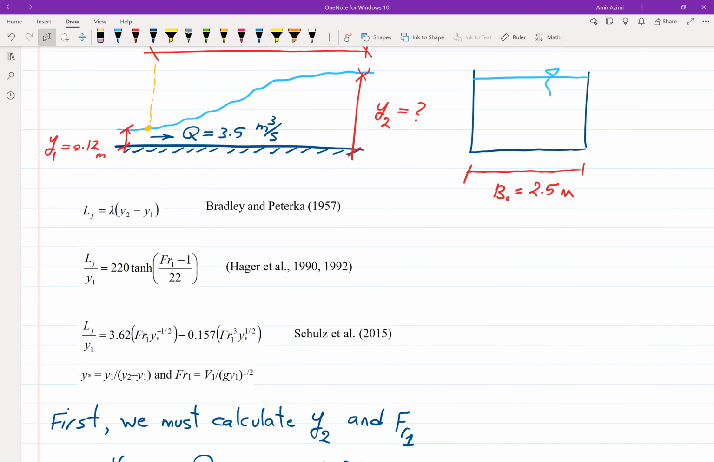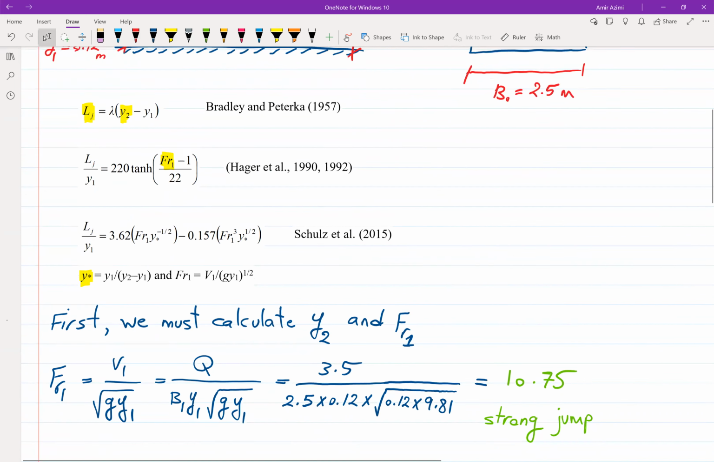As you see in all equations, the length of the jump is correlated with Y2 and the Froude number at the upstream. So before we start using these equations, we need to calculate Y2 and the Froude number in the upstream. For the Schulz equation, we need to calculate Y star as well.